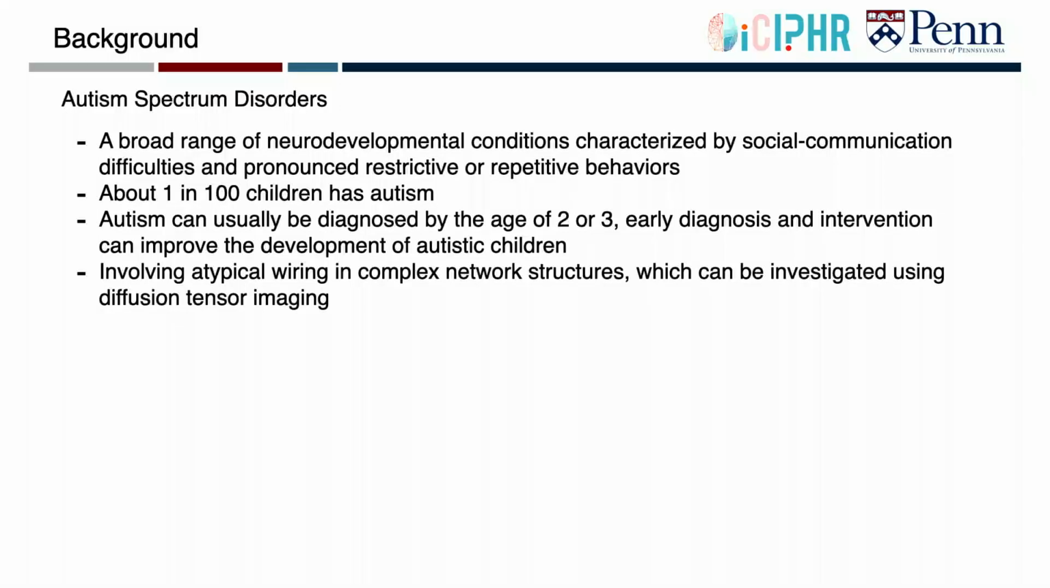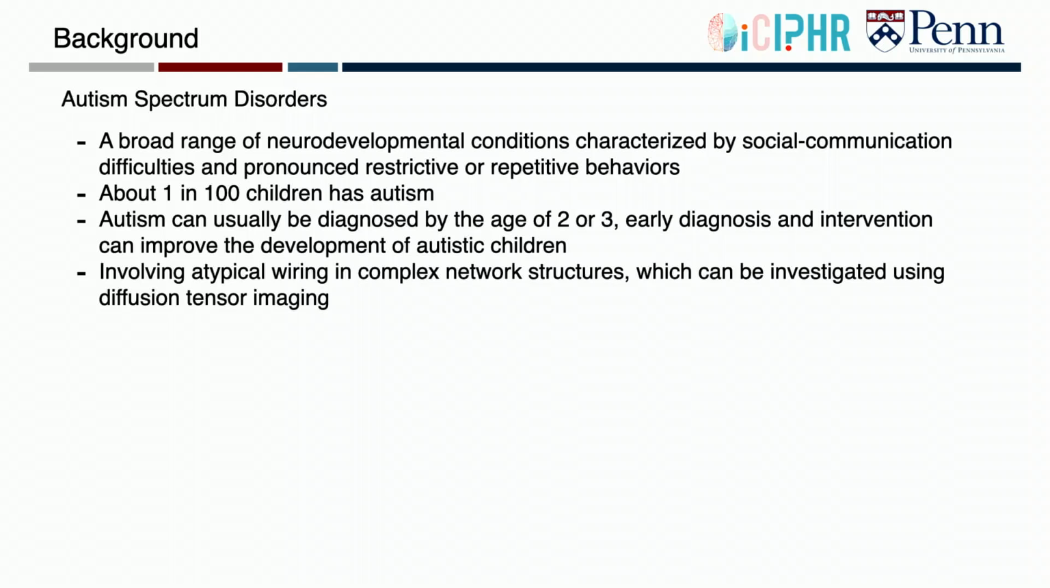Autism spectrum disorder is a broad range of neurodevelopmental conditions characterized by social communication deficits and pronounced restrictive or repetitive behaviors. About 1 in 100 children has been diagnosed with autism. Signs of autism usually appear by the age of 2 or 3, and researchers have shown that early diagnosis and intervention can improve the overall development of autistic children.